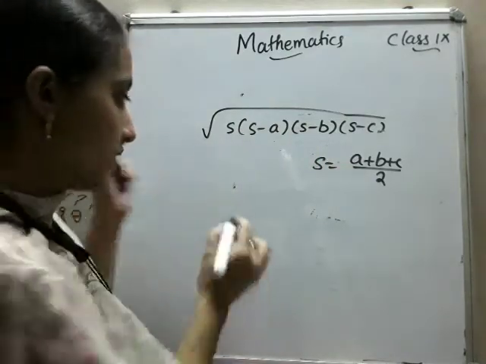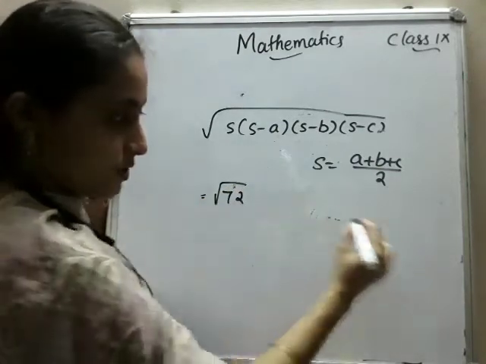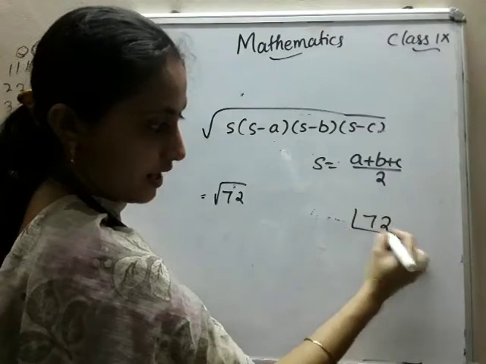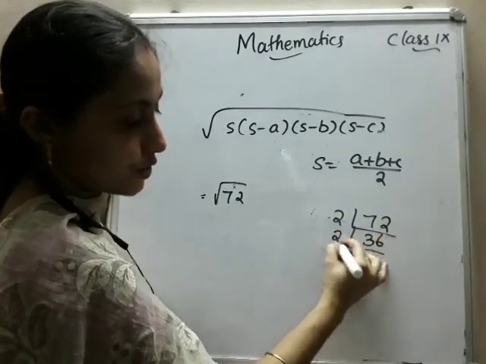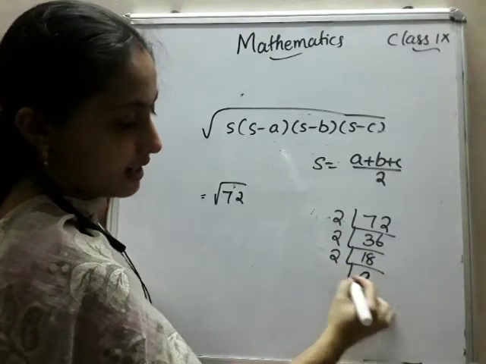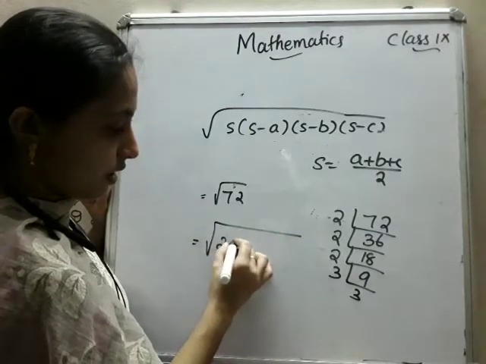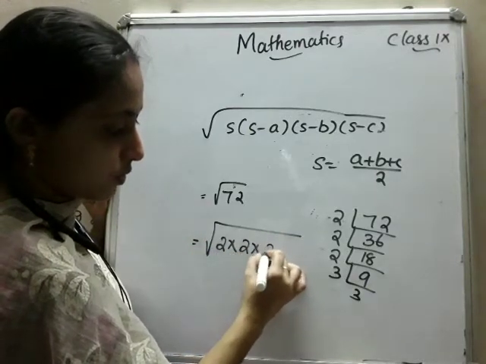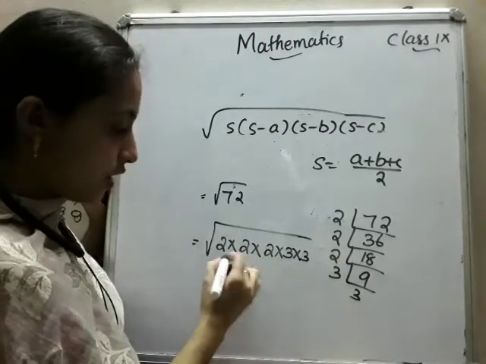Listen here. If you get the answer as root 72, how will you find it? So listen here. 72 you have to factorize by 2, that is 36, 2 times 18, again by 2, 9, then 3, 3. So you can write root of 2 into 2 into 2 into 3 into 3. Then you have to pair it.